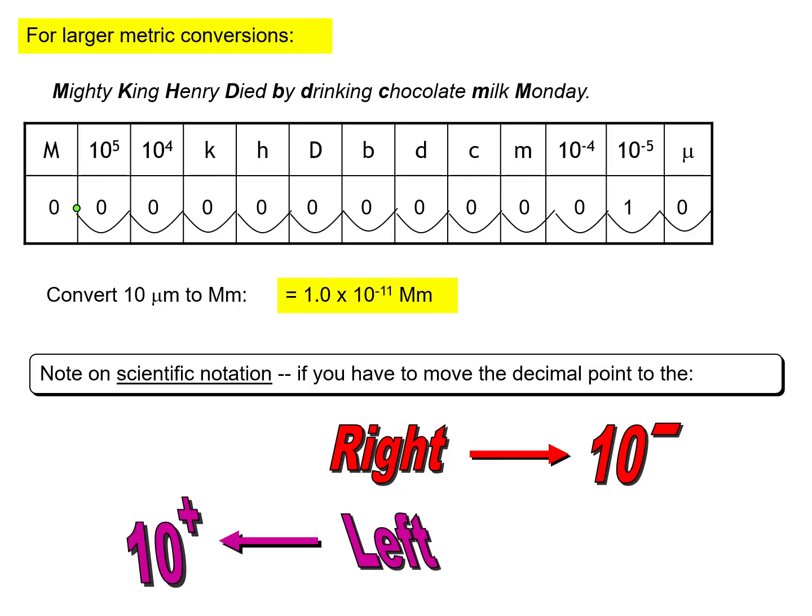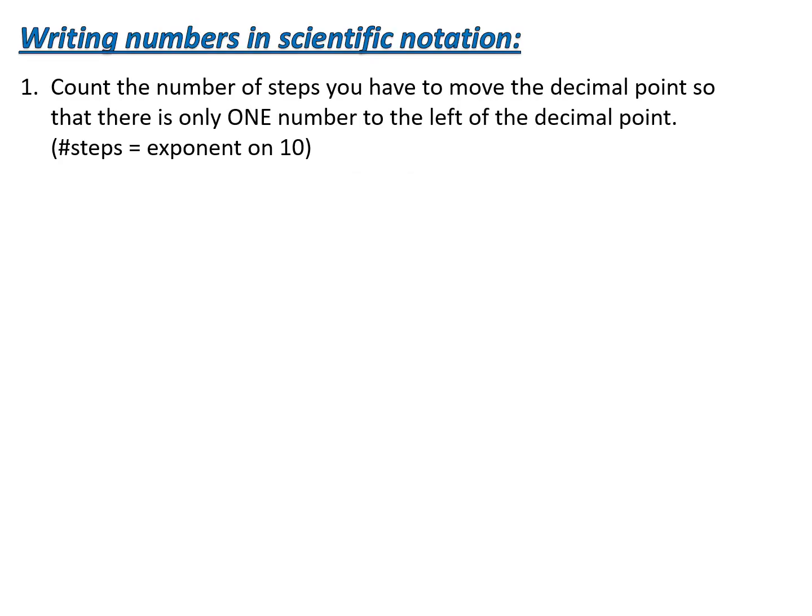As I said on the previous slide, if you have to move your decimal point to the right when you're writing it in scientific notation, like we do in this case, you're going to end up with a negative exponent. If you move it to the left, you're going to end up with a positive exponent. So let's look at a few more examples as far as that goes. As I showed you, we want to count the number of steps you have to move the decimal point so there's only one number to the left of the decimal point. That is standard scientific notation.